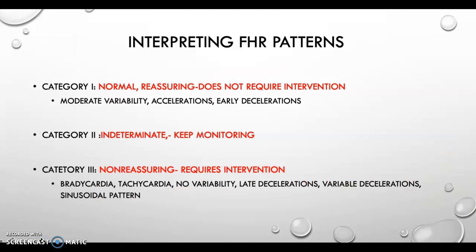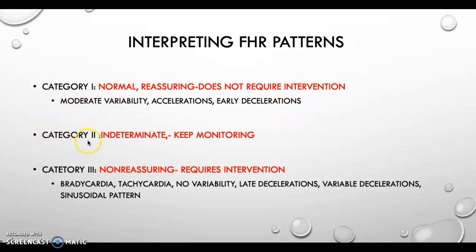So let's interpret fetal heart rate patterns. There are 3 different categories, and we go through each category when we see something that's non-reassuring. So in category 1, this is a good fetal heart rate strip. These are normal, reassuring, and everything looks good. These are things like moderate variability, accelerations like we talked about, early deceleration. So all 3 of these are good signs, normal, reassuring fetal heart rate patterns.